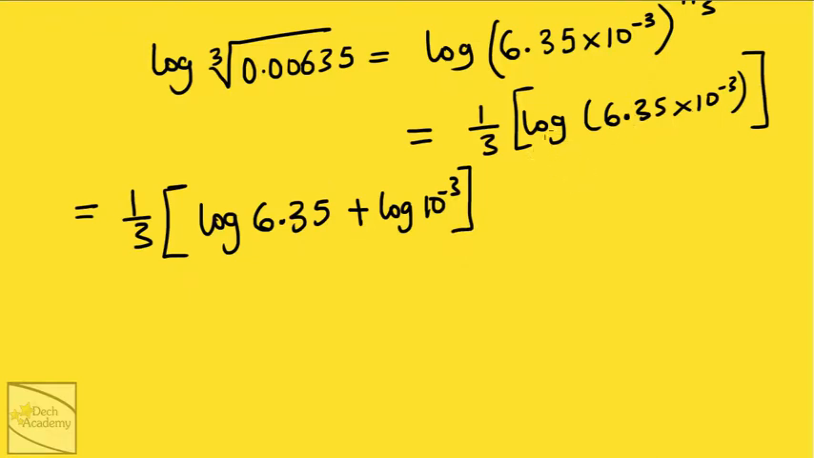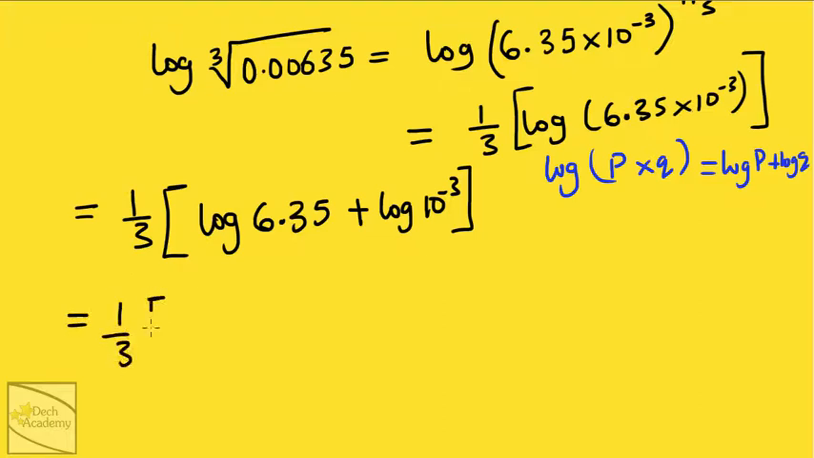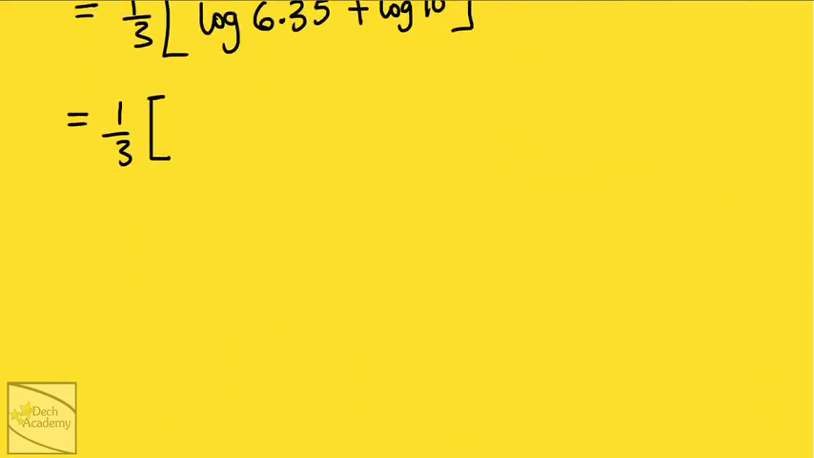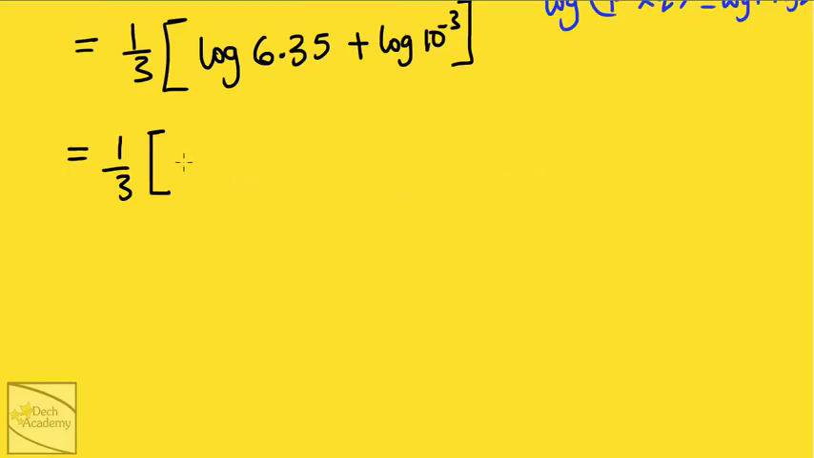Okay, it's a bit trickier here, but this log 6.35 times 10 to the power of minus 3 is the same thing as log p times q, which we know can be written as log p plus log q. So that's what I've done. So moving on, I have 1 over 3 times the logarithm of 6.35, which has been given as, now we're using our hint, 0.8028, plus the logarithm of 10 to the power of minus 3, which is really the same thing as minus 3 times log 10.